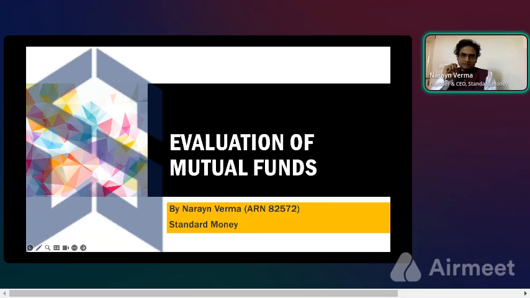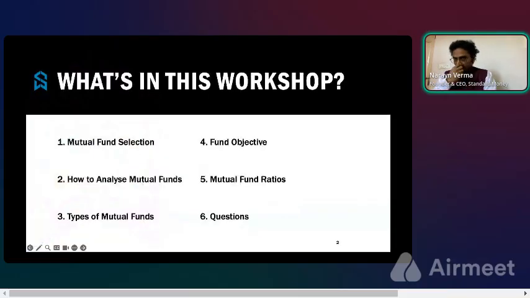But today we are going to dig a little deeper into the mutual fund universe and try to find the factors which can help us identify a better mutual fund or a better performing mutual fund from the whole universe of different types of mutual funds. So let's dig deeper and let's see what we are going to do today.